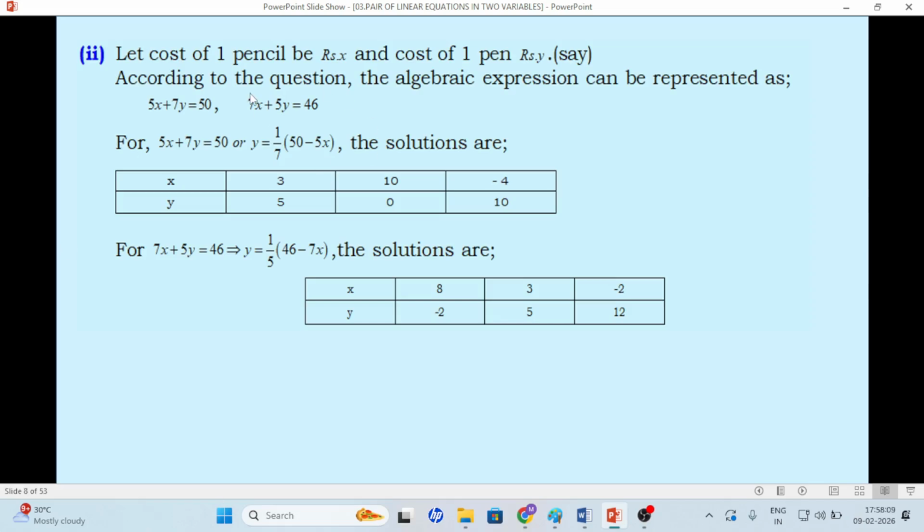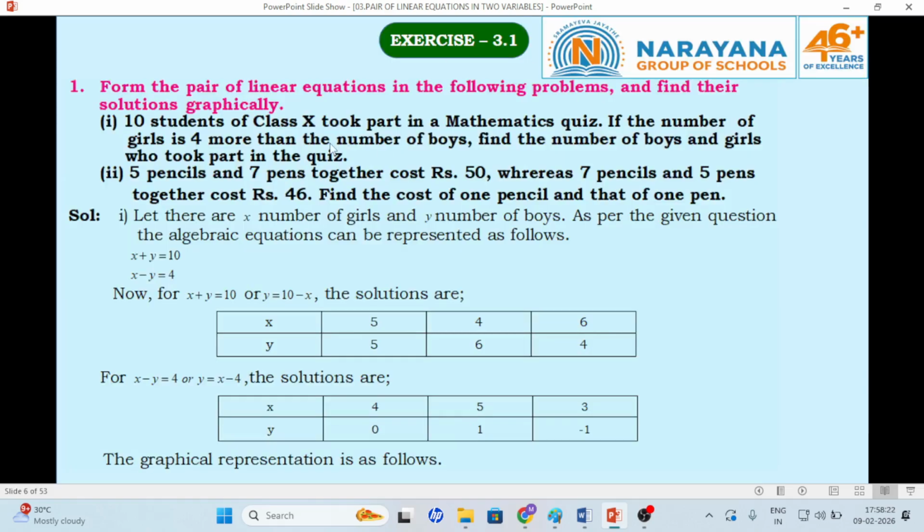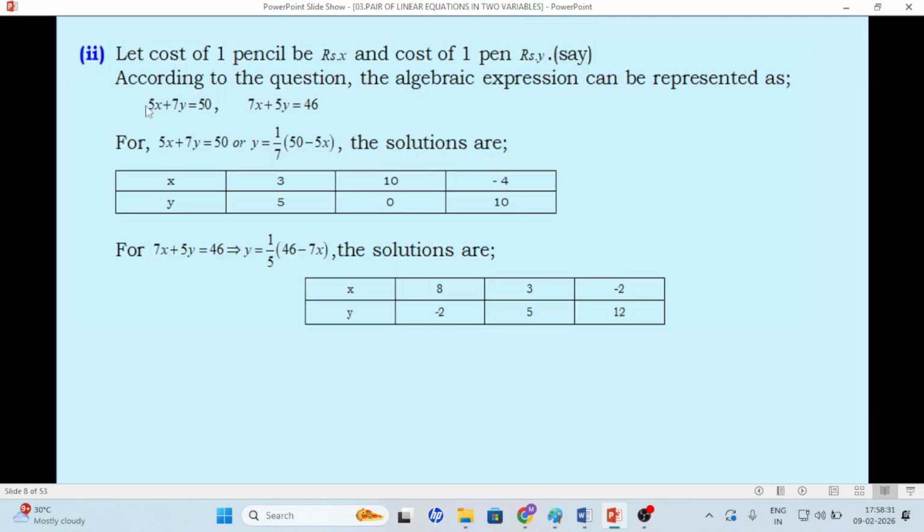So see, this is one pencil and one pen, and the cost has been given. From that it is 5x plus 7y equals 50, and 7x plus 5y is equal to 46 for this situation. See, 5 pens, 7 pencils, 7 pens. So those two linear equations will be formed.